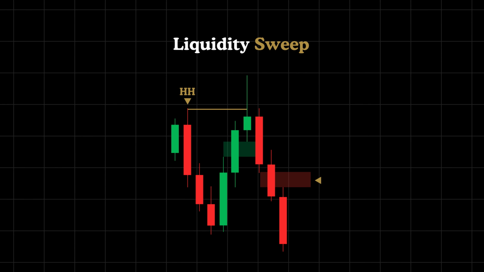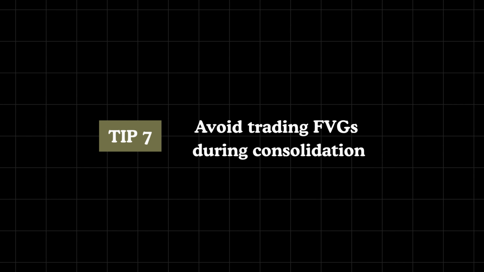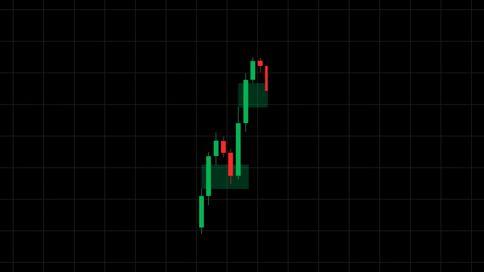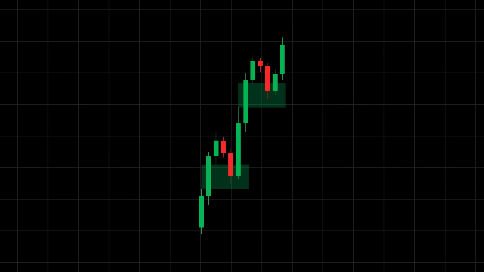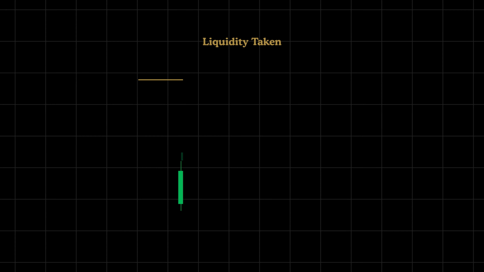Tip number 7. Avoid trading FVGs during consolidation, focus on trend phases for higher accuracy. One of the easiest ways to stay profitable in the markets is by trading only during trending conditions. Trends offer clarity, all you need is a confirmed continuation, and you're good to go.